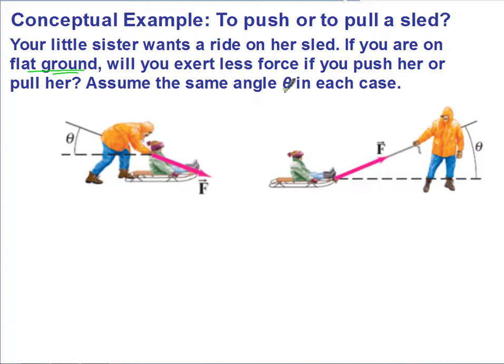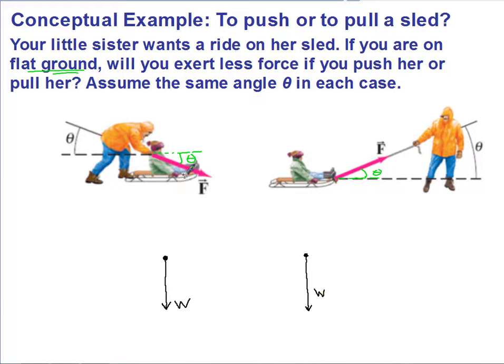Okay, and in either case, we're going to exert a force downward relative to the horizontal or upward relative to the horizontal. So the same angle in either case. So in which of these cases would you exert less force? So we're going to start by drawing an FBD. The weight of my sister always stays the same. That's how hard the earth is pulling on my sister. And so regardless of what I'm doing, the weight of my sister would be the same. So those two weight forces would be identical.